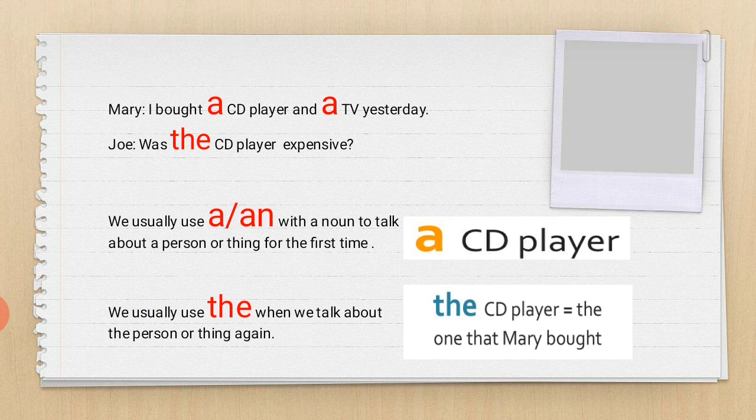How? We usually use a or an with a noun to talk about a person or thing for the first time, like Mary talked about it for the first time, so a CD player. And we usually use the when we talk about the person or thing again, like the CD player, the one that Mary bought. This is the CD player that Joe is talking about.